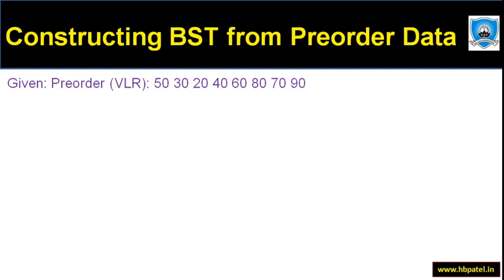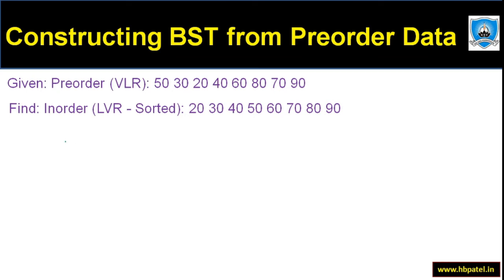So for that, first we will be converting this into Inorder, and Inorder is nothing but the sorted list. So if I sort this, 20, then 30, then 40, then 50, so likewise this will be my Inorder data. So you need to have Inorder data also. So let us first try to do this.